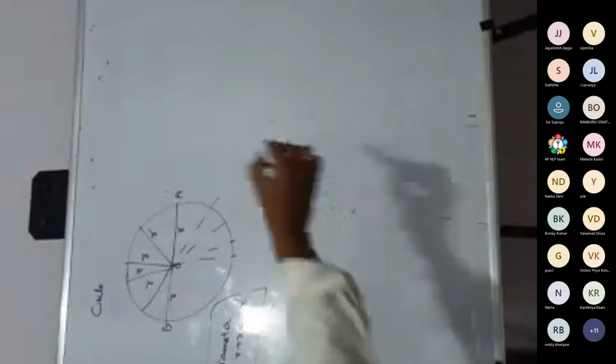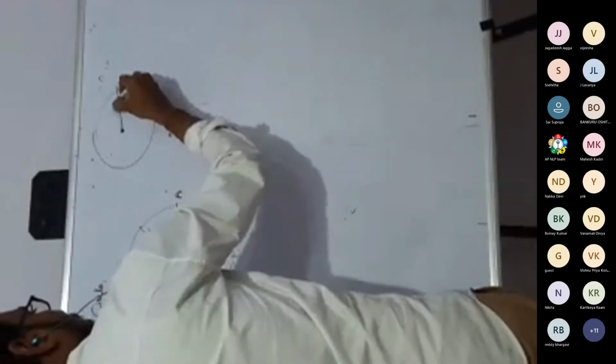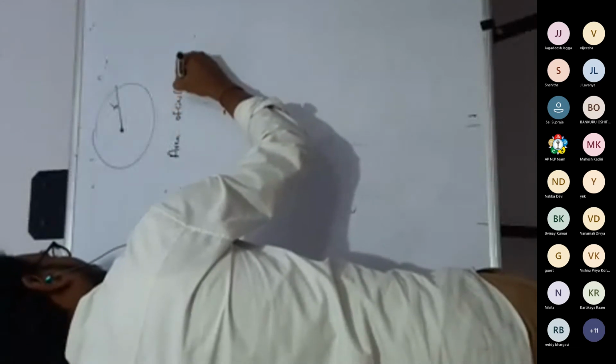Simply, what is the radius? From the center of the circle to a point on the circle. Again, I'm telling you, from the center of the circle to a point on the circle, we call it the radius. So, what is the area of the circle? It is pi r square.